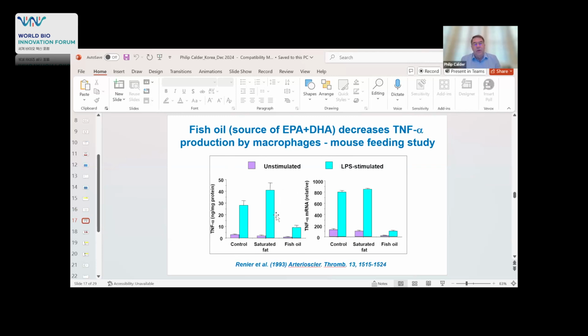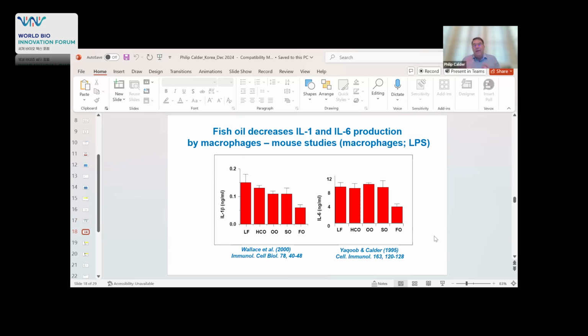So firstly, you see stimulation increases expression of the tumor necrosis factor gene and increases TNF protein production. But if the cells come from animals fed fish oil, there's a much reduced production of TNF and much reduced TNF gene expression. We found similar results for the other classic inflammatory cytokines, interleukin-1 and interleukin-6, where omega-3 fatty acid feeding decreases the ability of cells to produce those inflammatory cytokines when they're stimulated with lipopolysaccharide. And actually, the anti-inflammatory cytokine interleukin-10 is increased with omega-3 fatty acid feeding.